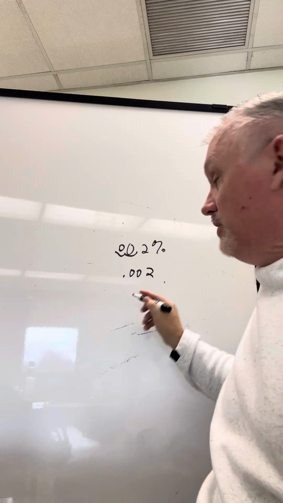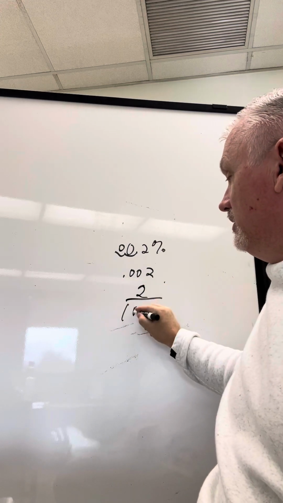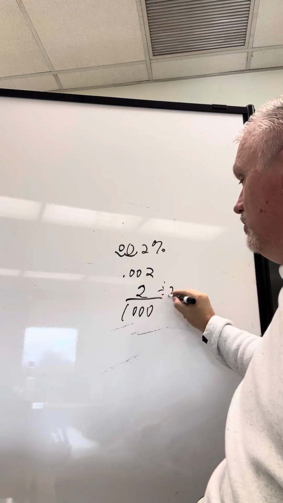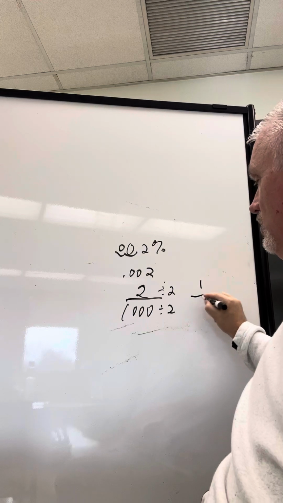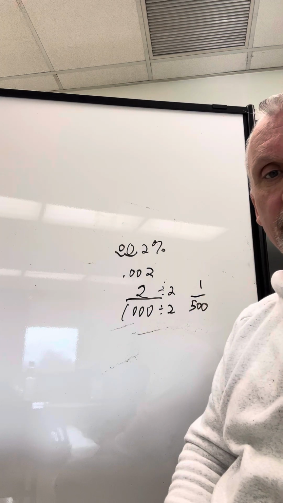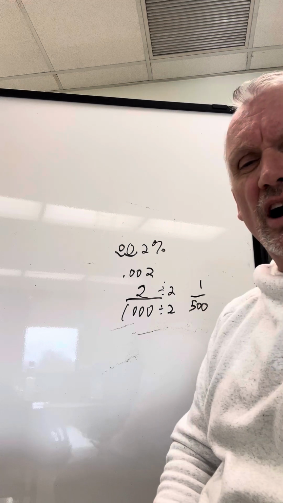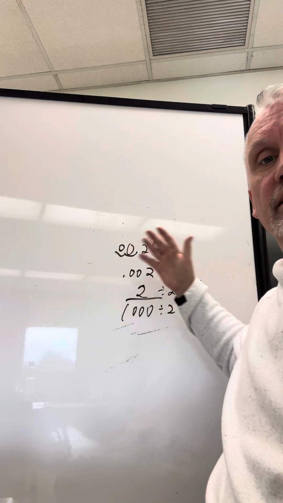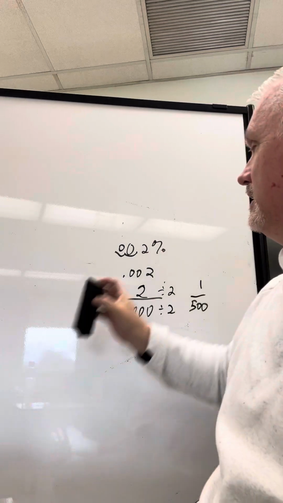So 2,000. So I put 2 over 1,000. Well, now they're both even numbers, so divide it by 2. 1 over 500. Okay? Those are how you go from a percent to a decimal. Okay? Next.